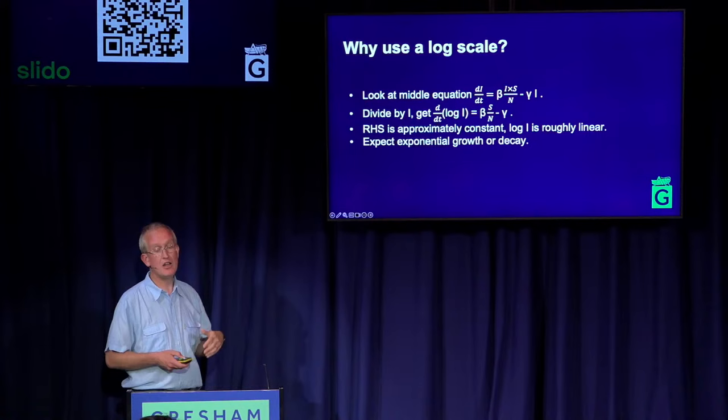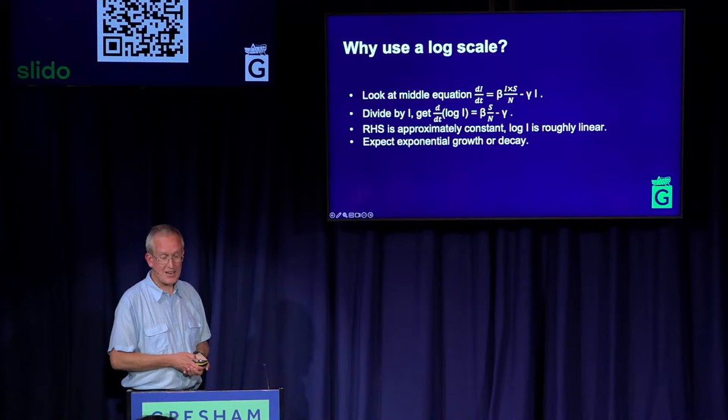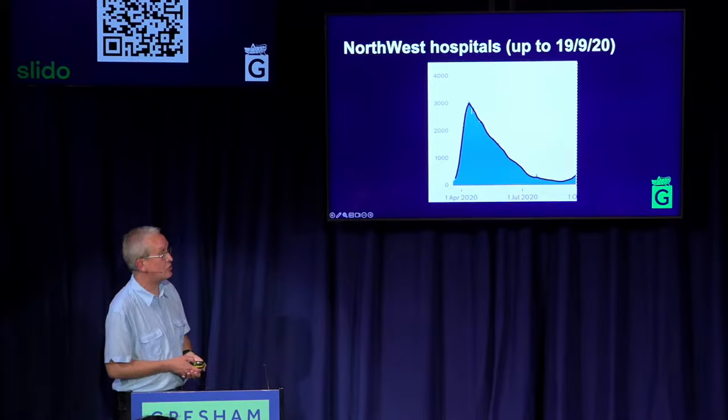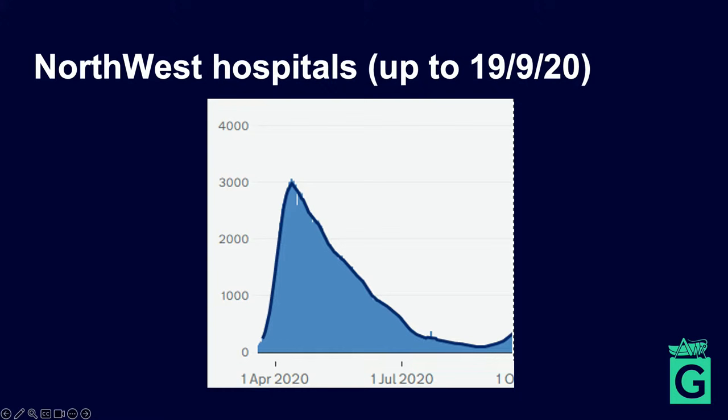So just to illustrate this, to go back to real COVID data, again, this was Northwest Hospitals up to similar sort of dates, the 19th of September. Doesn't look too bad, right? I mean, we have this level, in the first wave we hit 3,000 people in hospital. It's gone right down. Okay, it started growing a little bit, but it doesn't seem like it's anything to worry about. Looked at like that, it doesn't look like this is something that's going to trouble us.